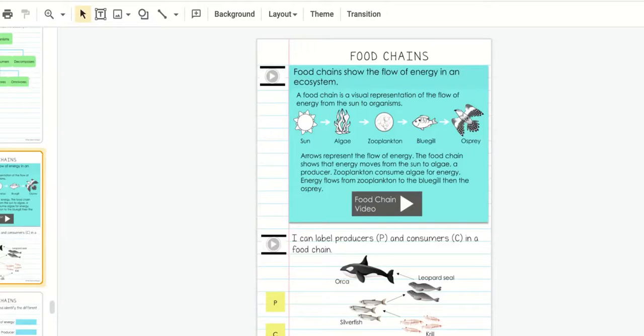Hey y'all, today we're going to be talking about food chains and food webs. So, food chains show the flow of energy in an ecosystem.